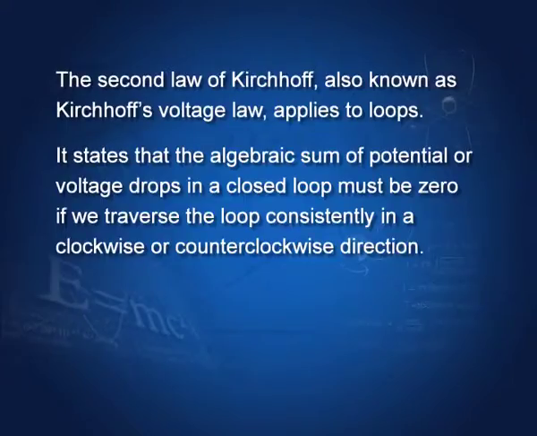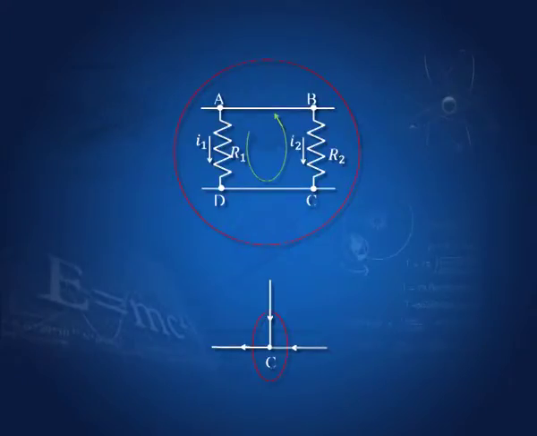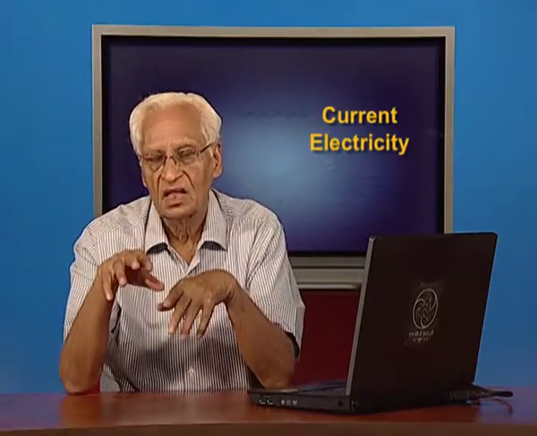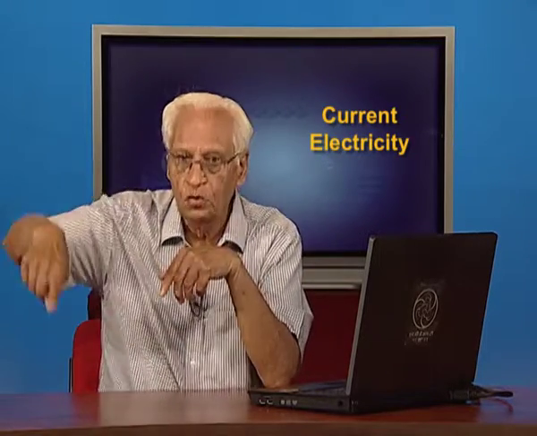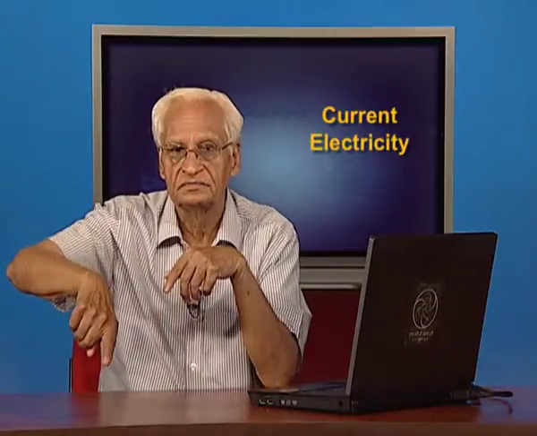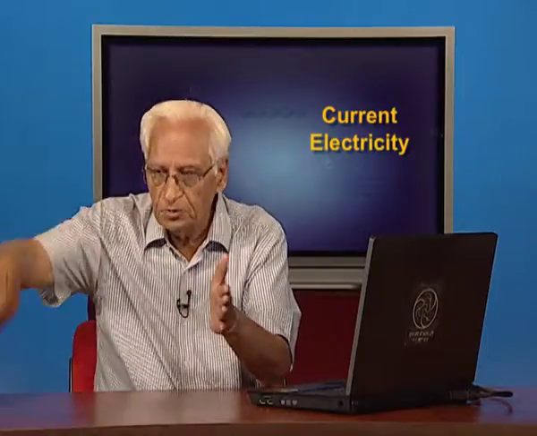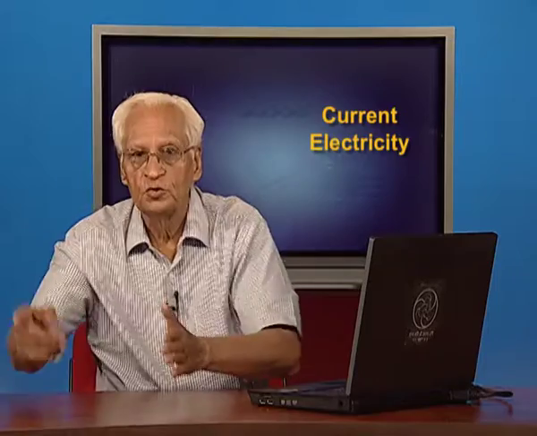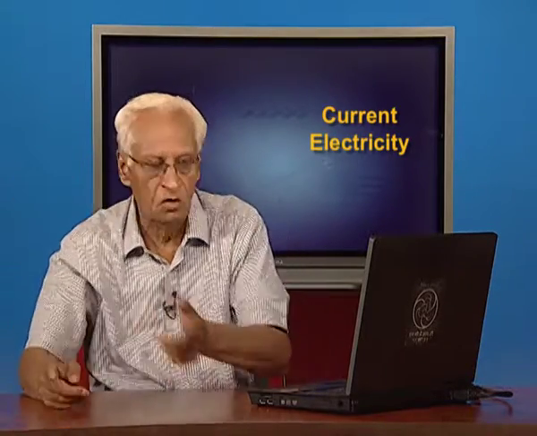The second law of Kirchhoff is called the voltage law, and it deals with voltages. What does it say? It says that the algebraic sum of potential or voltage drops in a closed loop must be 0 if we traverse the loop consistently in a clockwise or counterclockwise direction. Remember the closed loop? This is a closed loop. When we are dealing with a loop, we have to choose: we either go clockwise or anticlockwise, and this has to be done consistently. If you have two loops, in one you can go clockwise and in the other anticlockwise, but in one loop you must go all the way either clockwise or anticlockwise.